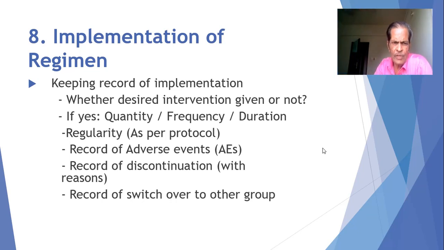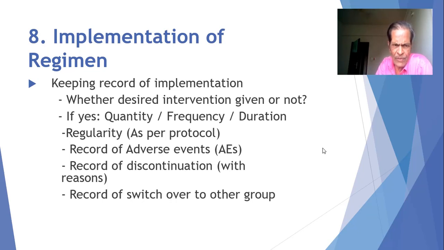It should also include the record of adverse events. There could be serious adverse events, SAE, or there could be minor adverse events. Serious adverse events include death. Serious adverse events also include disability, permanent or temporary, or if the adverse event requires hospitalization for a pre-stated duration of time.